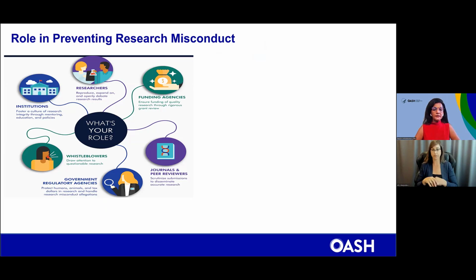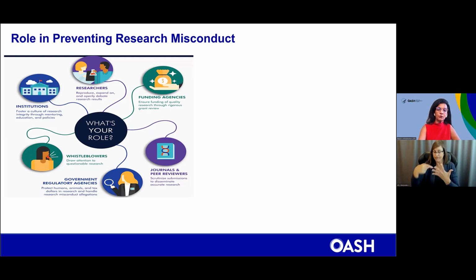So what is our role in preventing research misconduct? Every one of us has a role in it. The science starts with the researchers, funded by funding agencies, and the institutions have to foster integrity. Journals, peer reviewers, government and regulatory agencies, and whistleblowers, we all have a role in it.